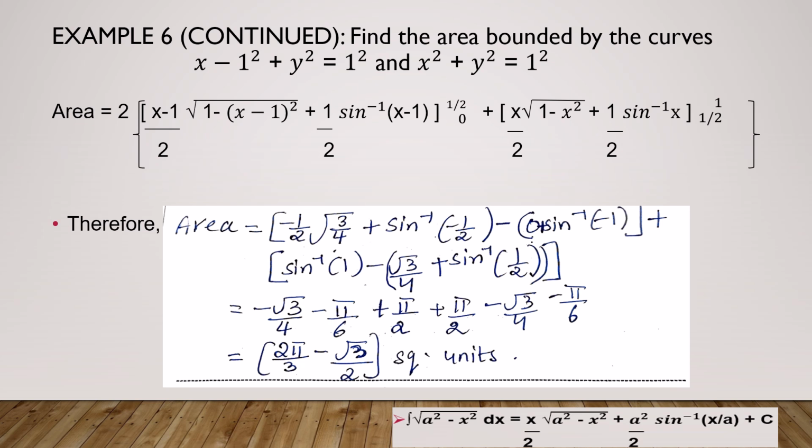Correct? Similarly, sine inverse of minus 1 means you know that sine of minus pi by 2. See, 3 pi by 2 can also be seen as minus pi by 2. So, sine of minus pi by 2 is minus 1. And similarly, sine of pi by 2 is 1. You know this. So, now just put all these values, simplify this. You will be getting the area as 2 pi by 3 minus root 3 by 2 square units.